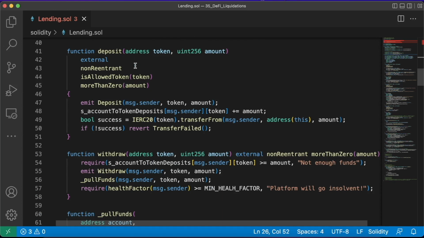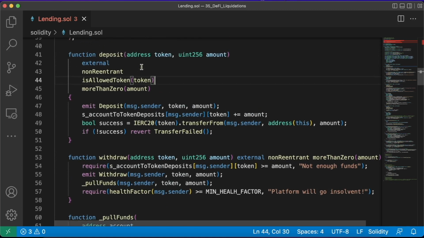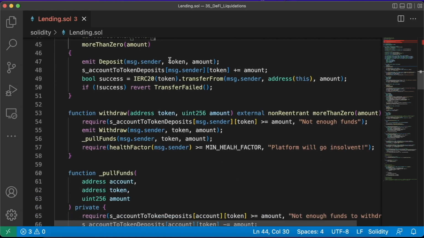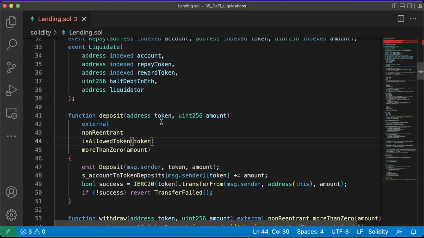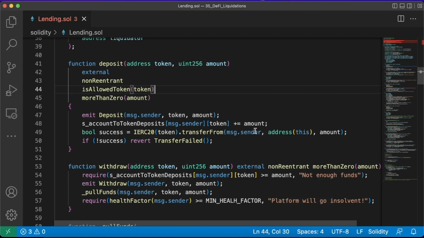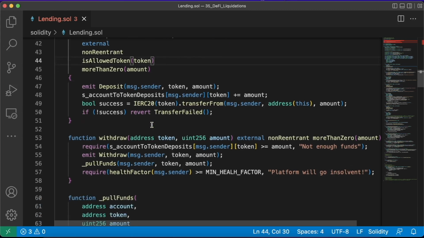We allow deposits, and of course we basically get the address of the token that will be deposited and its amount. We add our modifier to verify that this token has been whitelisted, and we also have this modifier to signal that the amount sent should be greater than 0. Then the event is triggered and we just change the state accordingly, and we perform the transfer from the account that called this function, the message sender, to the address of this contract for that amount. If it's not successful, then it will revert with this error.